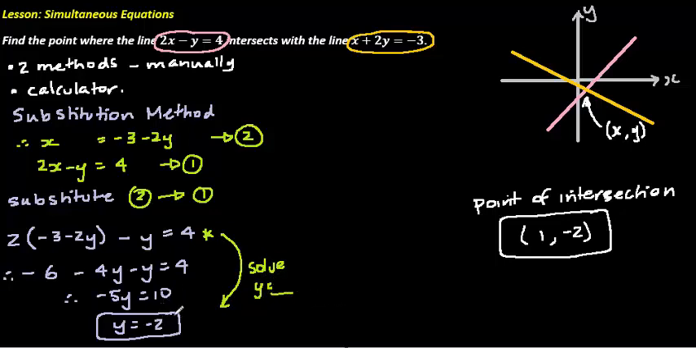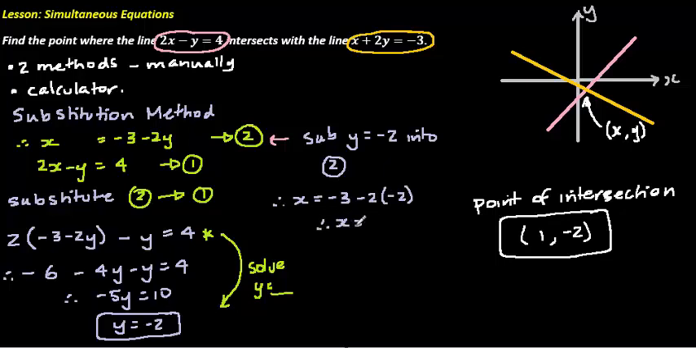Then once we know that y equals negative 2, we'll substitute y equals negative 2 into one of these equations. Of course the easiest one now is this equation here, because it already says x equals. So that will give me my answer straight away. I'll substitute y equals negative 2 into equation 2. And what I get is therefore x equals negative 3 minus 2, and remember y is negative 2, so therefore x equals 1. And there are my two answers. Remember, I always need two answers for simultaneous equations.